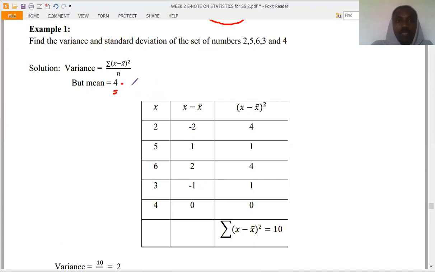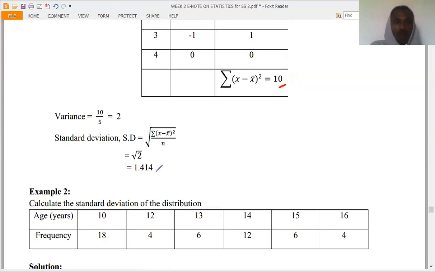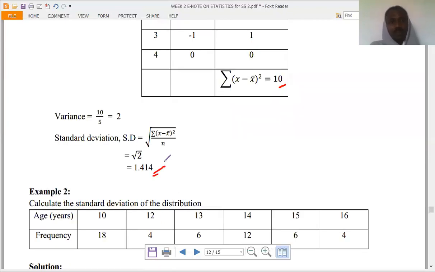Now let's put this on a table. Each of our data points is 2, 5, 6, 3, 4, and the deviation from the mean is minus 2, 1, 2, minus 1, 0. Then the square of the deviation is the third column. The sum of the squares of the deviation is 10. Now solve for the variance: 10 over 5, which is 2. Then the standard deviation is the square root of 2, which is equal to 1.414. Very, very simple.